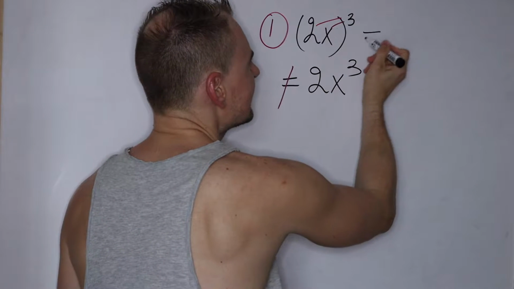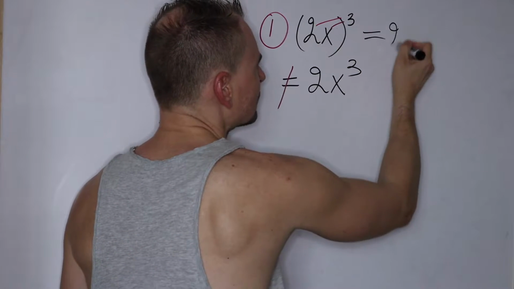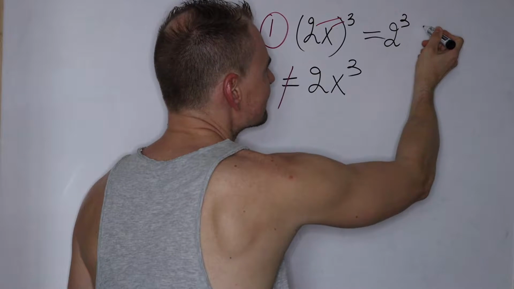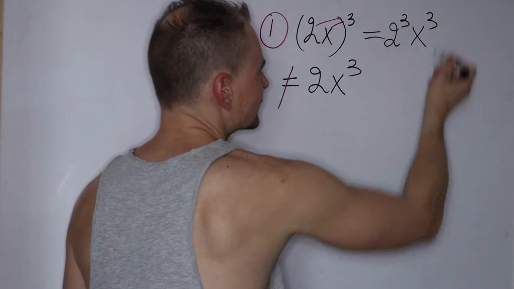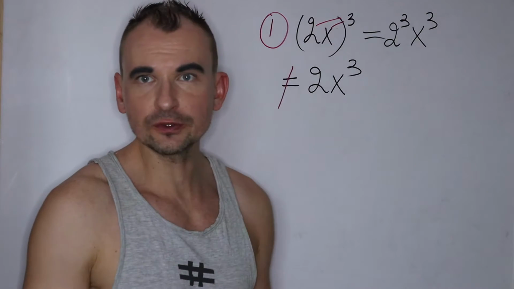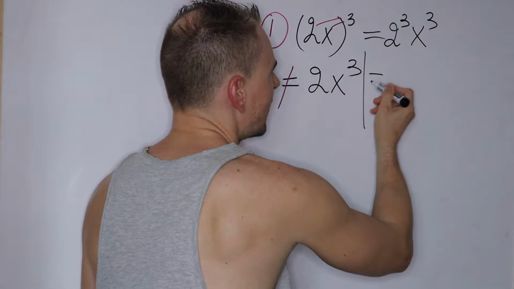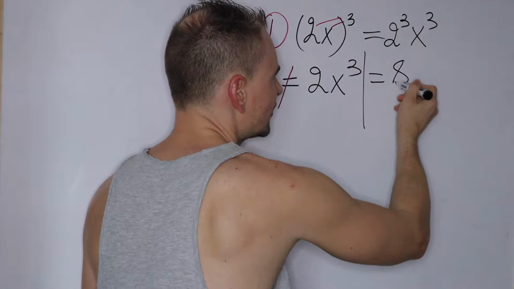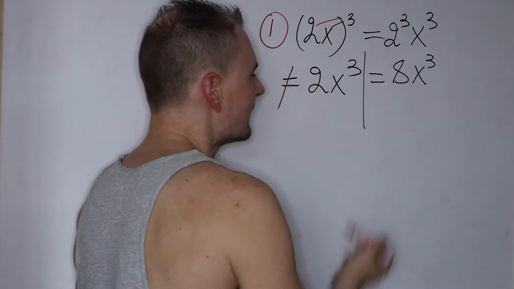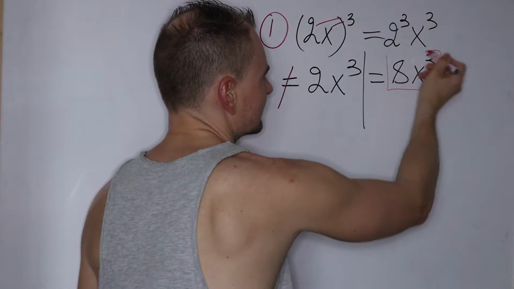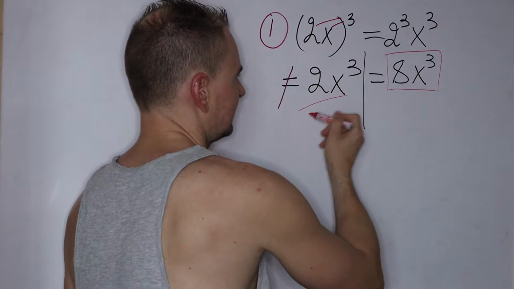Basically this one means 2 cubed times x also cubed. And all you need to do is work out this expression, which simplifies to 2 to the third power, so 8x cubed. And that's going to be your final answer. So this one, not that one.